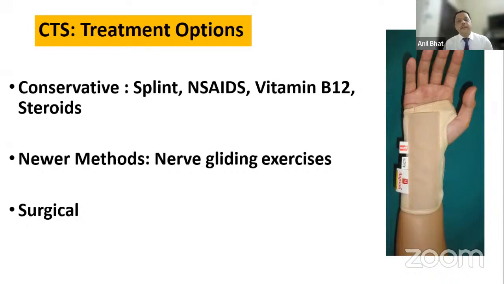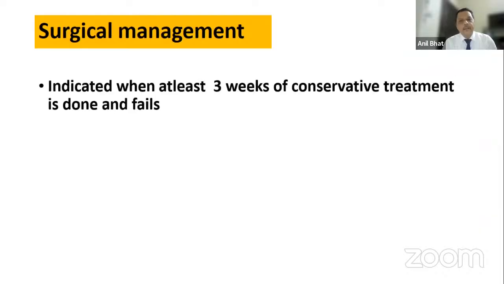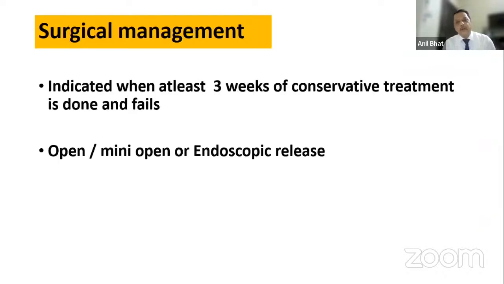It's thought that the nerve undergoes fibrosis over time because of ischemia, the gliding of the normal nerve is hampered, and also compression happens. So nerve gliding exercises are the new thing which is coming, and finally surgical. At least 3 weeks of conservative management, sometimes you can wait up to 3 months. Basically, we do either open, mini open, or endoscopic release.